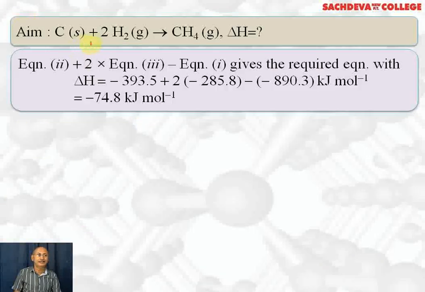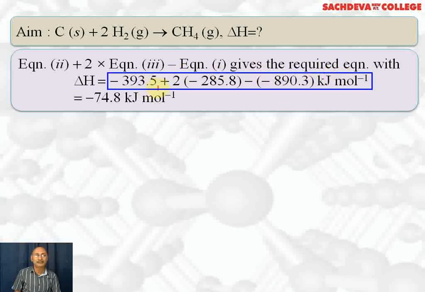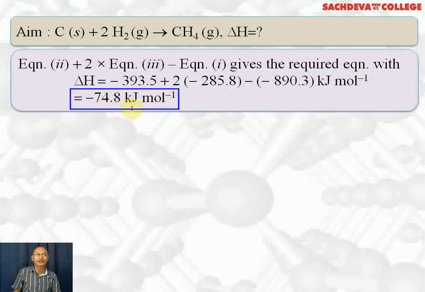The target equation is carbon solid plus 2H2 gas gives you methane gas, and delta H of formation we have to find out. So what we do is equation 2 plus twice equation 3 minus equation 1 gives the required equation. Delta H will be equal to minus 393.5 plus 2 into minus 285.8 minus 890.3 kilojoules per mole. Net will come out to be minus 74.8 kilojoules per mole. And option A is the correct answer.